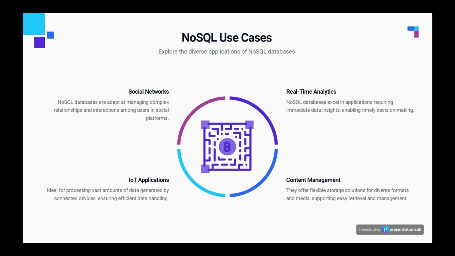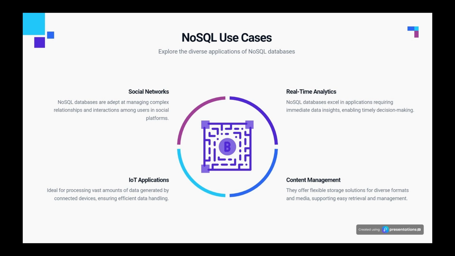Now here we are going to look at some of the NoSQL use cases. So first use case is social networks. NoSQL databases are adept at managing complex relationships and interactions among users in social platforms. Now, NoSQL is also used in real-time analytics. NoSQL databases excel in applications requiring immediate data insights, enabling timely decision making.